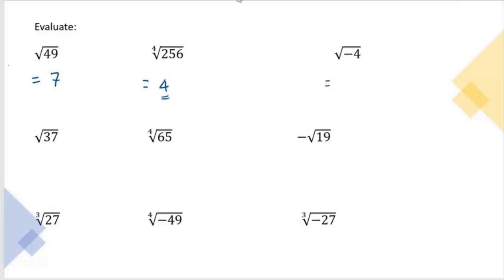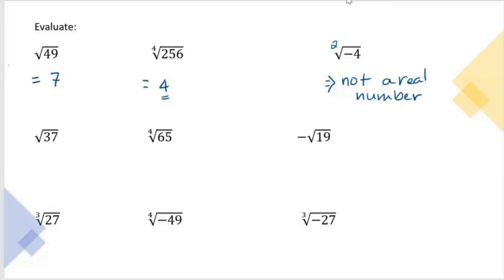Next, the square root of negative 4. We're trying to take the square root, so an even order, of a negative number. There's no answer to this that is a real number, so we're going to write "not a real number" as our answer.